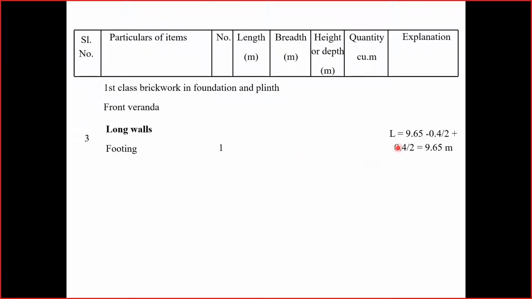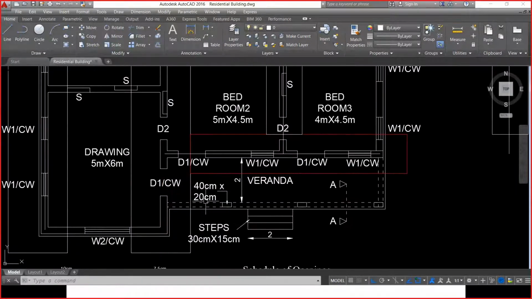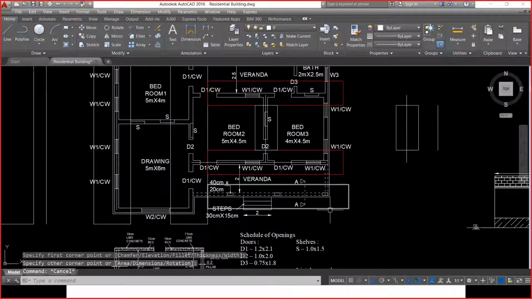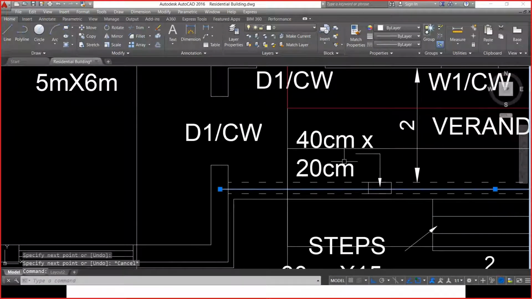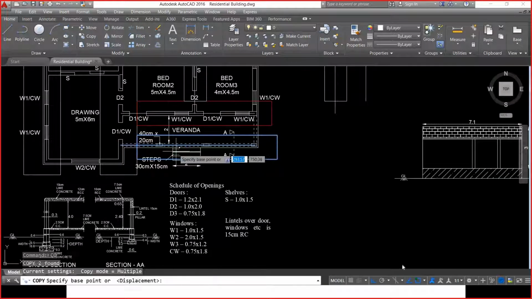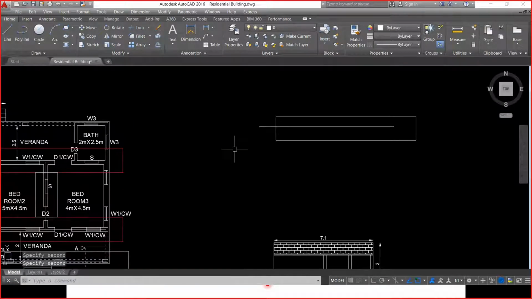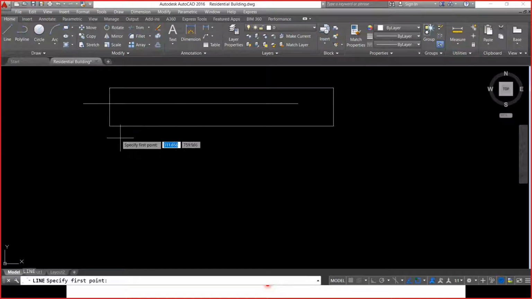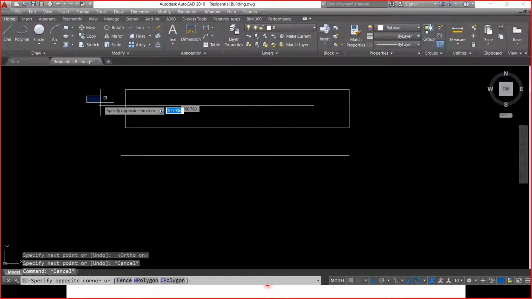So, in order to do the calculations of length 9.65, the concept remains the same. The rectangle, drawing the areas, everything is the same. This is the actual length I require, and this is the center to center distance I have here. And I need to do the calculations for this. This is the center to center distance, but I want the actual length. So actual length is this one. Now I have to deduct this width.